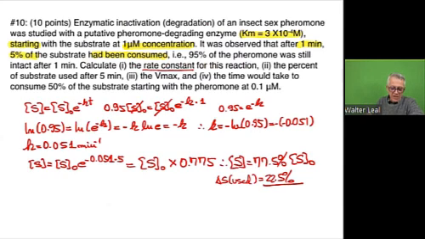All right, so what do they want more? They wanted the Vmax and the time that it would take to consume 50%. So let's do that. We can do Vmax very easily because we know that K equals Vmax divided by Km. So let's do that. K equals Vmax divided by Km.